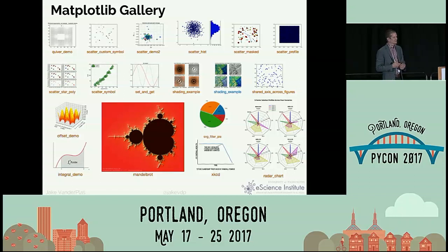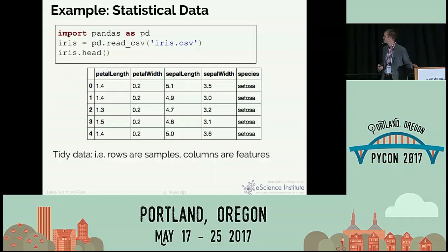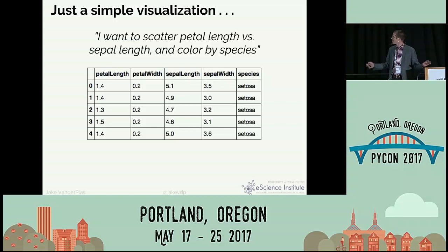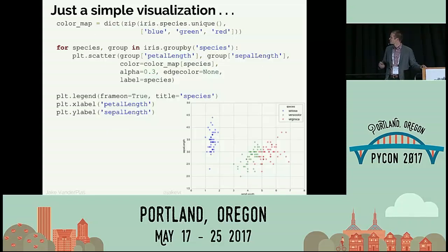And if you've tried to do statistical visualization with Matplotlib, you run into this. So let's say you have some data, like this data frame of the iris data set, which you've probably run into if you've done any machine learning tutorials. It's a relatively simple data set. And let's say you want to scatter petal length versus sepal length and color by species, right? You can say that in a sentence fragment. How many lines of Matplotlib does it take? Any guesses? This is kind of the best way to do that, to scatter one variable by another variable and color it by a third.